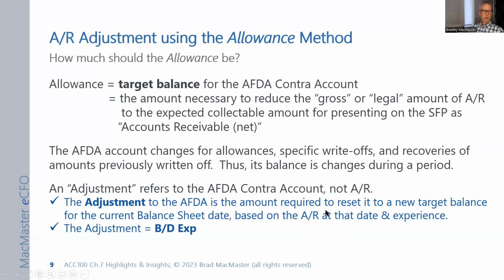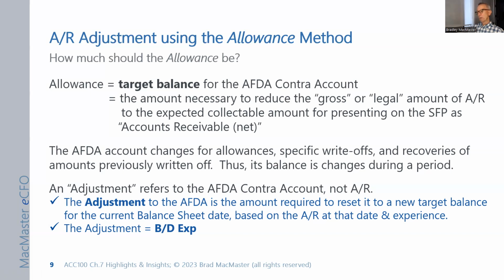So the allowance for doubtful accounts changes for allowances, that's our estimate, specific write-offs of known bad debts, as well as the recoveries of amounts that were previously written off. In other words, we've subsequently received a check from one account that we thought previously was a bad debt. So as a result of these possible changes in the allowance for doubtful accounts account, its balance can fluctuate during an accounting period such as a year.